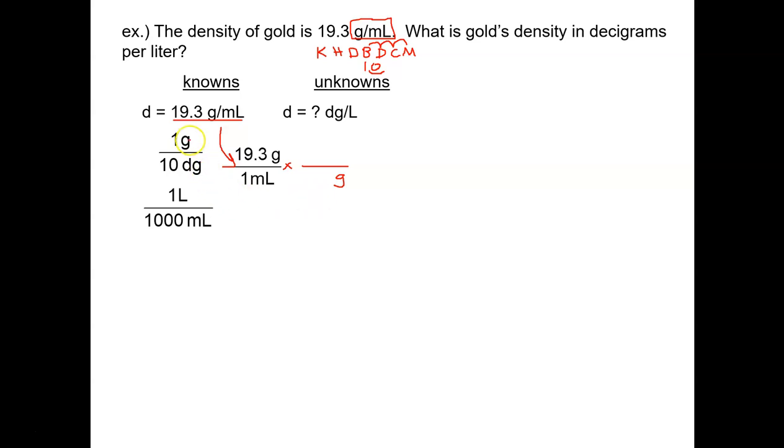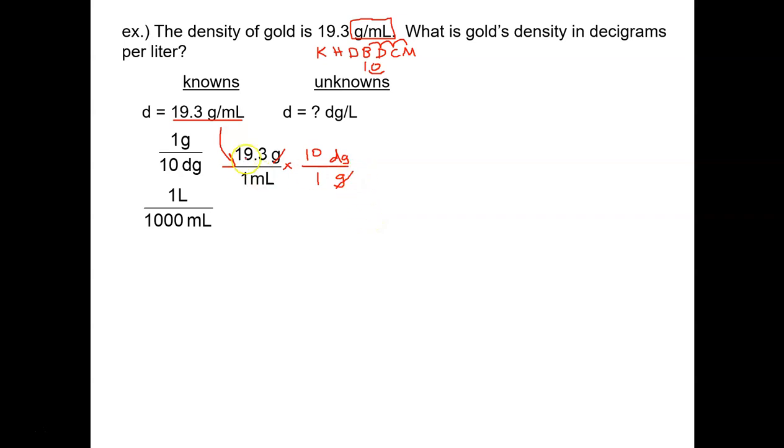What should I change grams into? Well, I'm looking for decigrams. So I already have a conversion factor over here, so I might as well use it. So I want to go from grams to decigrams. Well, there's 1 gram for every 10 decigrams. That's what my conversion factor over here says, so that's what I'm going to use it as. But I had to put grams on the bottom because I wanted grams to cancel.